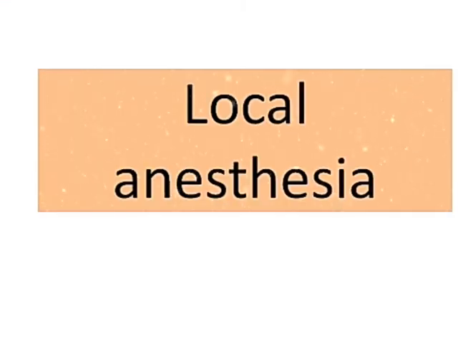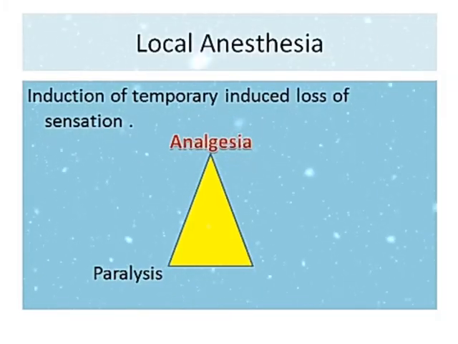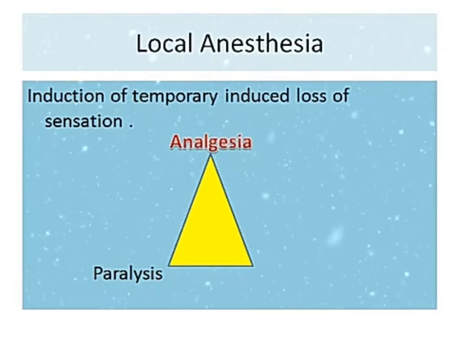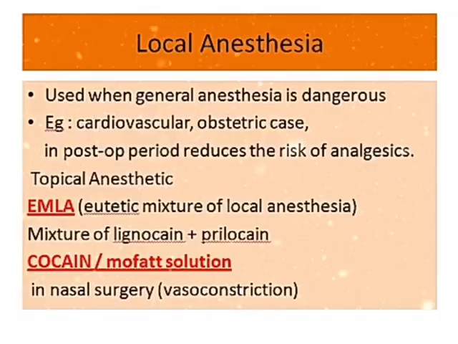Local anesthesia. Now, local anesthesia is basically the induction of temporary loss of sensation. It consists of 2 points: analgesia, which is pain relief, and paralysis, which is muscle relaxation. Now, this type of anesthetic is given when general anesthesia is proven to be dangerous, that is in cardiovascular problems.